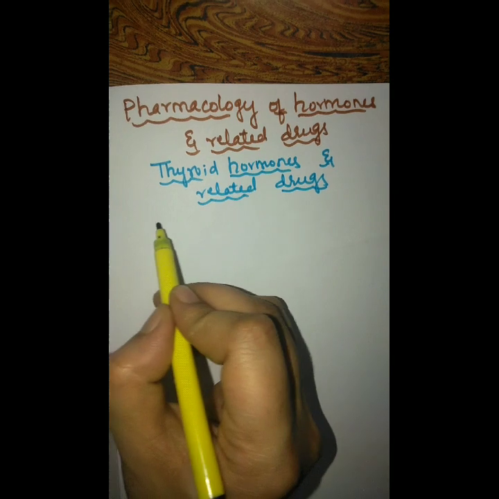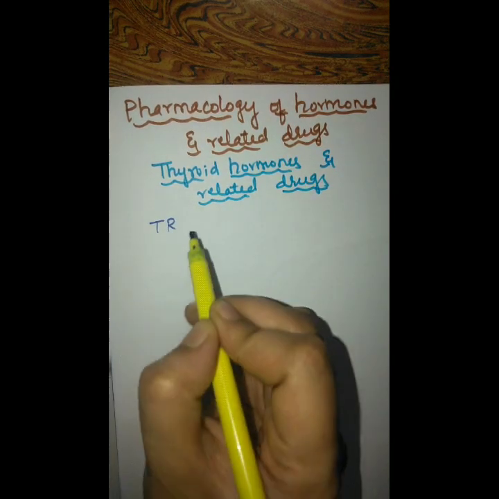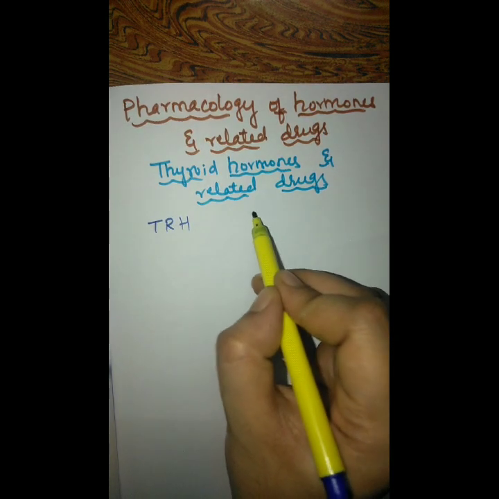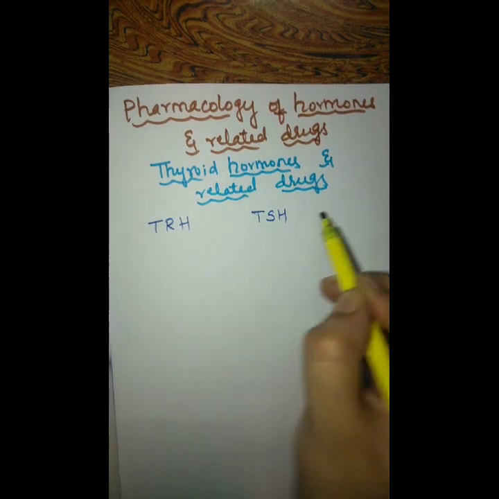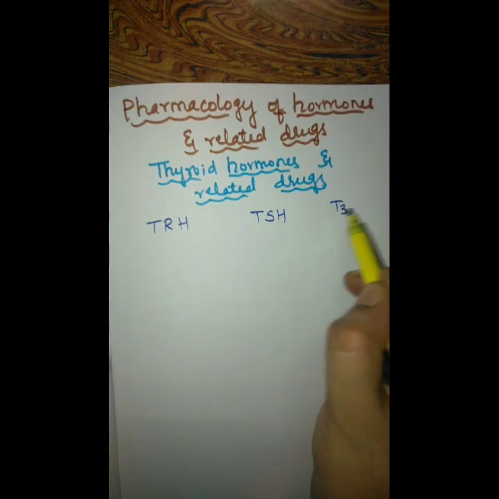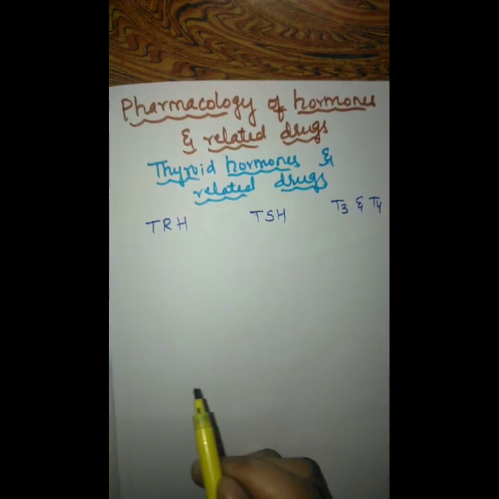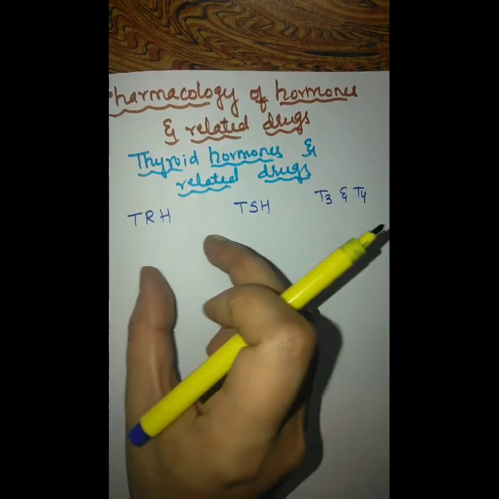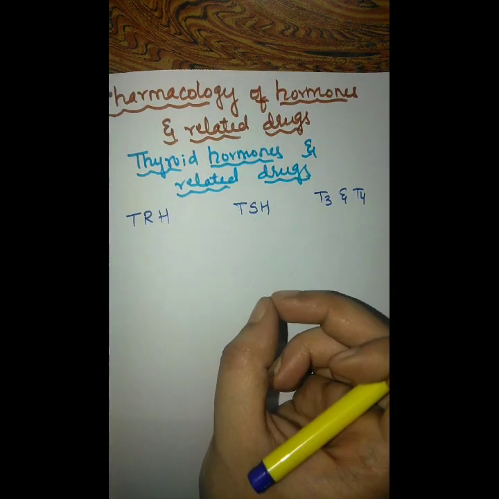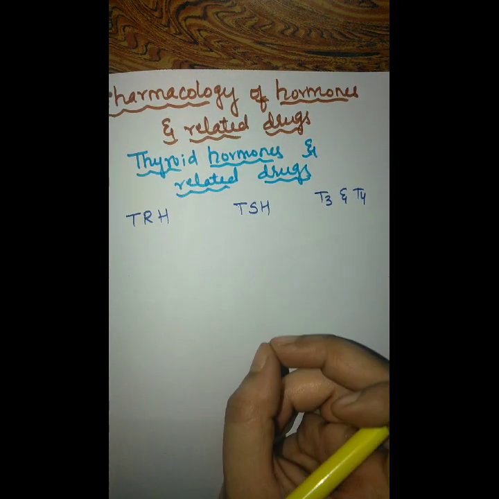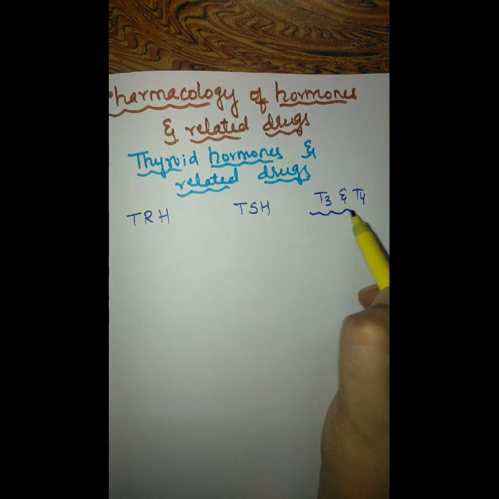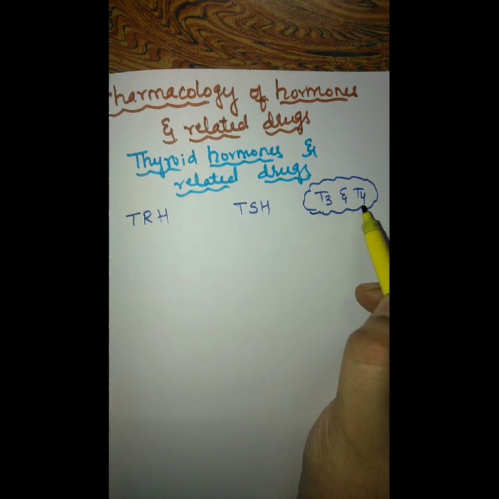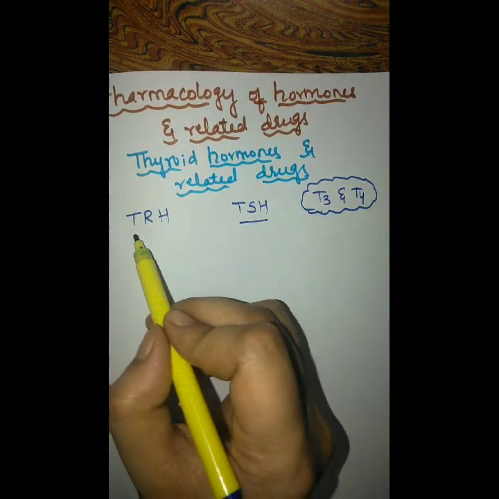Like we have got thyrotropin releasing hormone. Next we have got thyroid stimulating hormone, and lastly your thyroid hormone, that is T3 and T4. Okay, so you should have a clear difference between these three hormones. All these three hormones are directly or indirectly involved in the synthesis of T3 and T4. Okay, so these T3 and T4 are your main thyroid hormone, but for release of this T3 and T4 we require TSH as well as TRH.